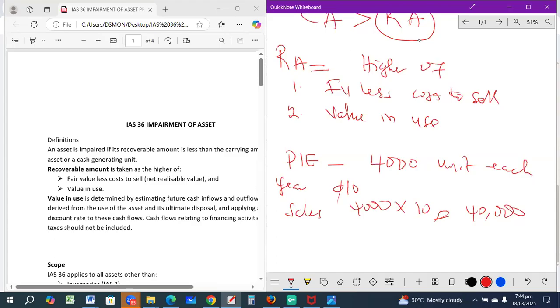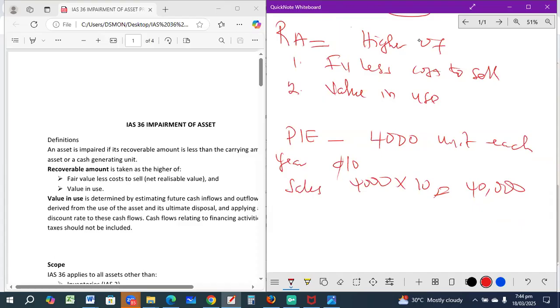To present value. I know Sir Stephen has taken you through PPE under IAS 16. Virtually everything is the same. Okay, so now let's come to the coverage.